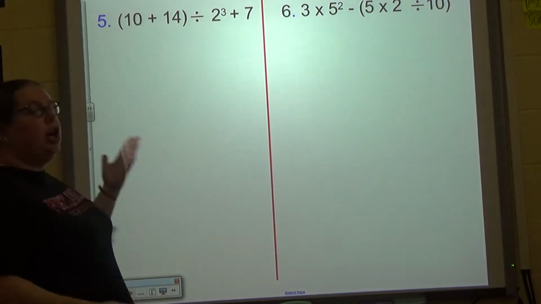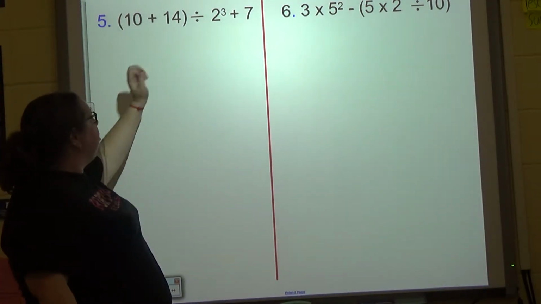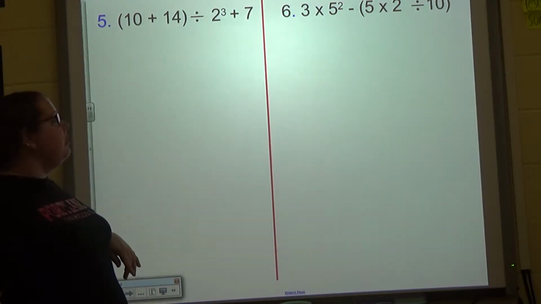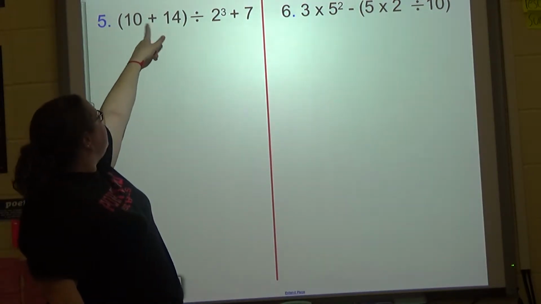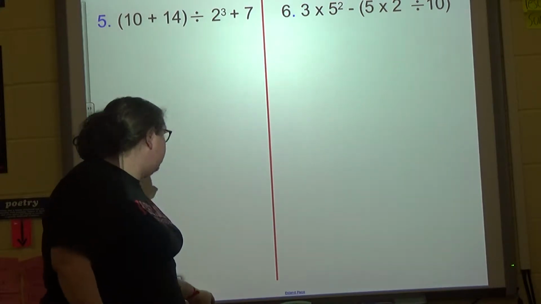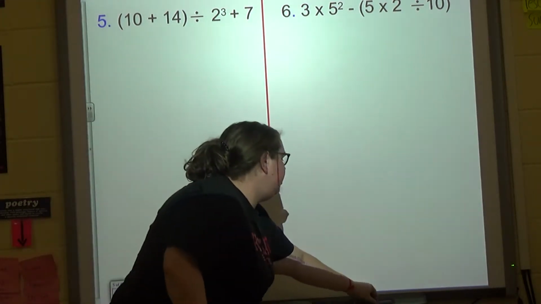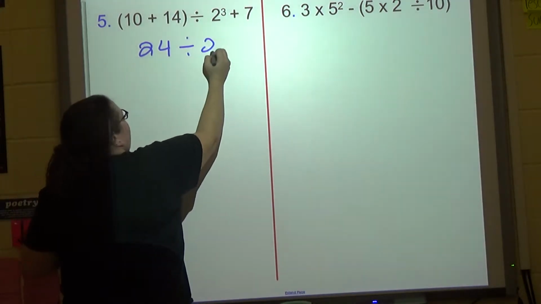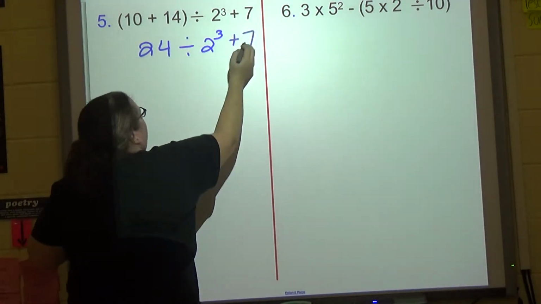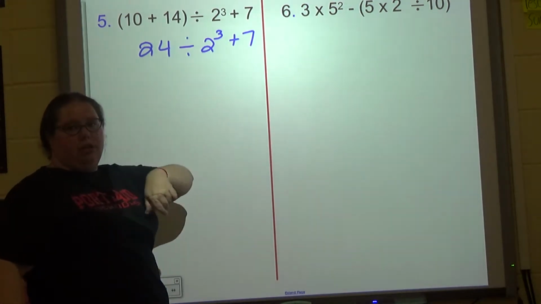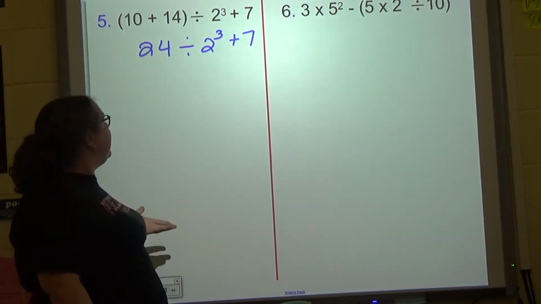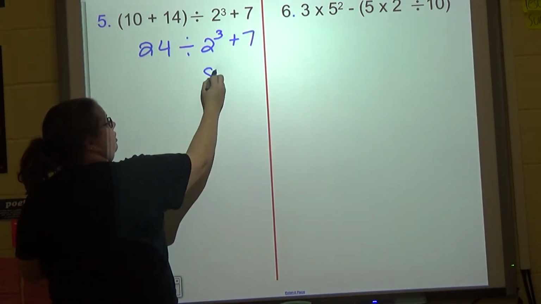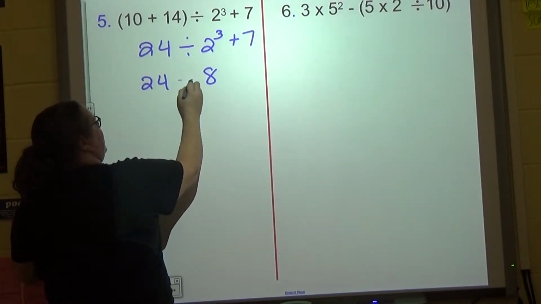Alright, getting a little more complicated. Take a minute, try these on your own. Alright, so I've got my parentheses first. Inside my parentheses, 10 plus 14 is 24. So we have 24 divided by 2 to the third plus 7. So parentheses are done. Next is exponents. Do I have any exponents? 2 to the third. 2 to the third is 8. Bring everything else down.